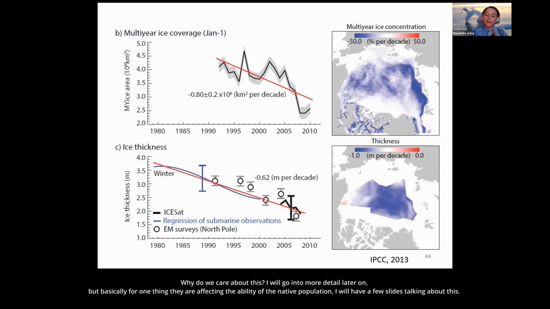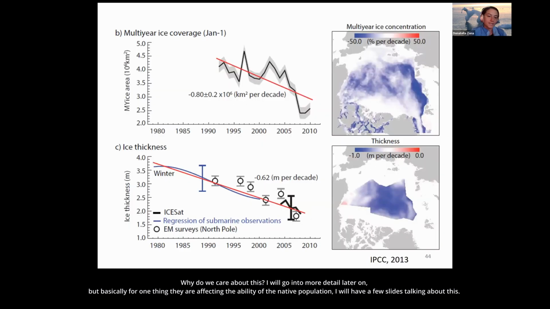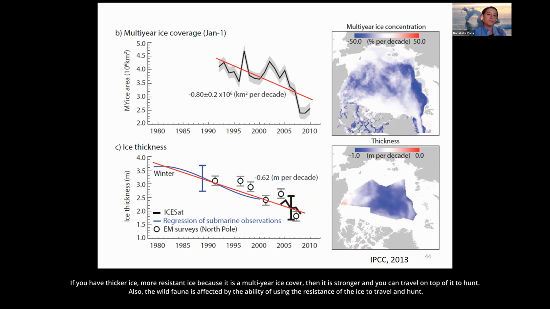So why do we care about this? I will go into more details later on, but basically, for one thing, they are affecting the ability of the native population. I will get a few slides talking about this. If you have thicker ice and more resistant ice, because it's a multi-year ice cover, then it's stronger, and you can travel on top of it to hunt.